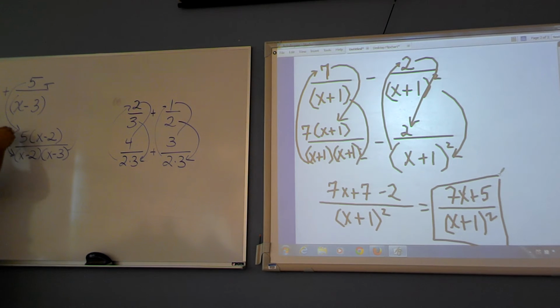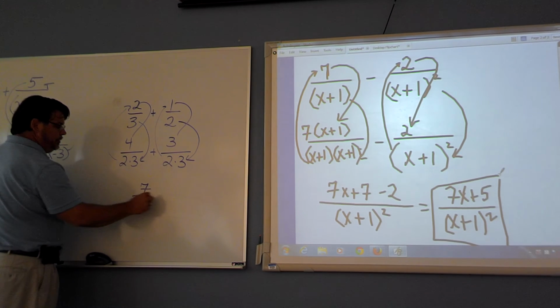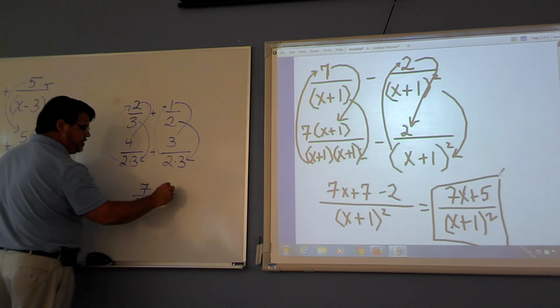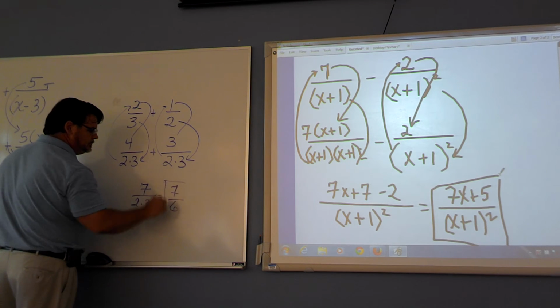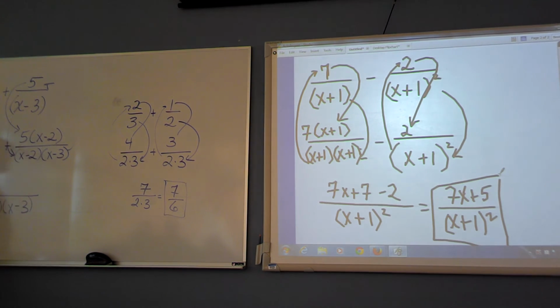Now you can put everything over one, but now you gotta do these two. You gotta do your distributive law and combine like terms. But it's all gonna be over what? X minus two, x minus three. Yep, just like over there. This is 7 over 2 times 3, which is 7 over what? But in this case, you're never gonna be able to put these two together unless you make a trinomial, and that's it. After you make the trinomial, there's nothing else you can do.